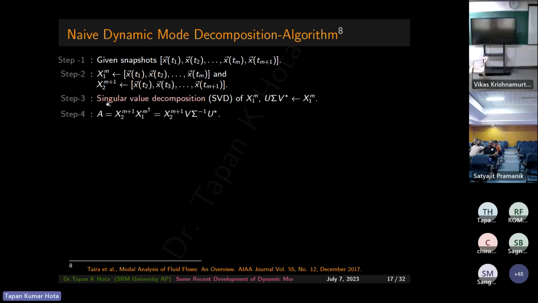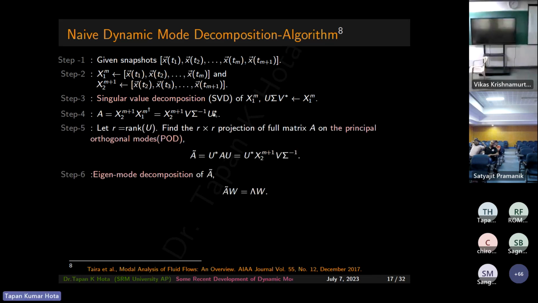Now what you do is the singular value decomposition of the first X1 to M. You will get U sigma V star. Just keep an eye on this U; that is the main goal. So what is A? A is your X2 to M times X1 to M dagger, that is the Moore-Penrose inverse. So the Moore-Penrose inverse is exactly what you get from this singular value decomposition.